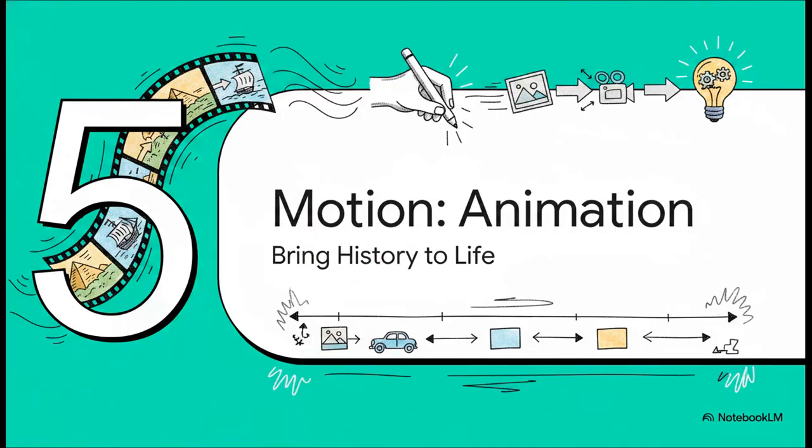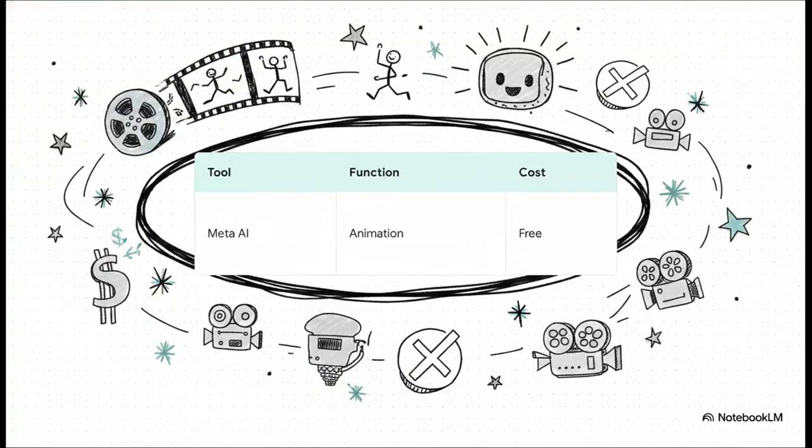Section 5. Motion Tools, AI Animation, bringing static history to life. So how do we turn those static images into high-budget documentary shots? For this step, we rely on Meta AI. Creating smooth, realistic, cinematic motion used to require a massive animation team, right? Well, now Meta AI does it instantly, and yes, it is entirely free.